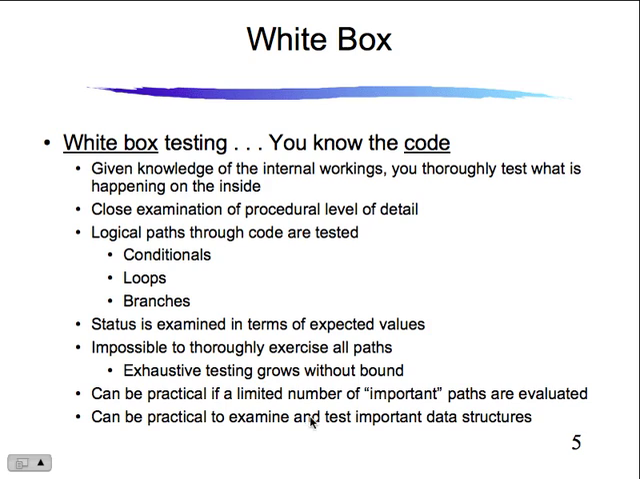So let's see, it can be practical if a limited number of important paths are evaluated, and it can be practical to examine the important ones. They test important data structures and forget about unimportant data structures. Simple processes, you'd think skipping them would be a good idea. However, you probably want to sample some. So what ends up happening is people create all sorts of different types of tests, and whether or not they're actually all performed is another question.